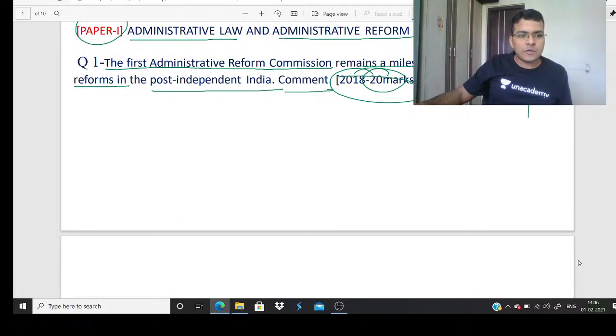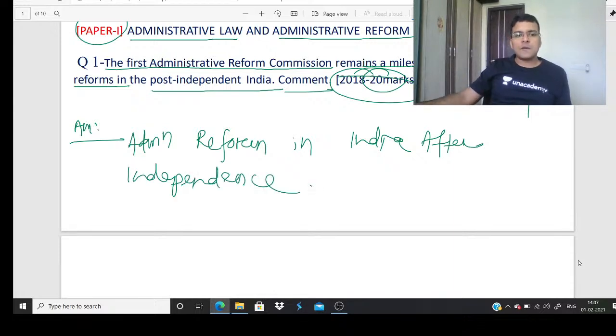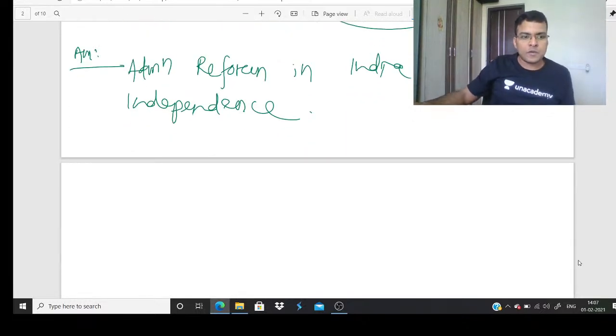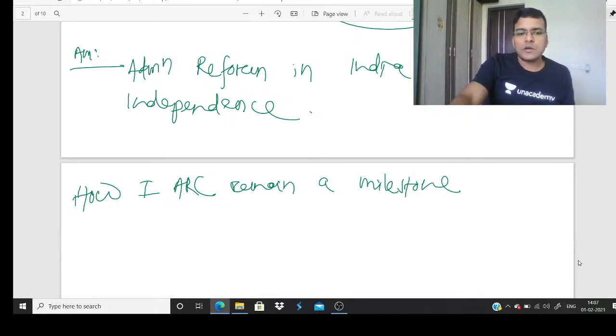So you need to write about administrative reform in India after independence, and how the first ARC remained a milestone. Clear? So listen, we need to discuss here.